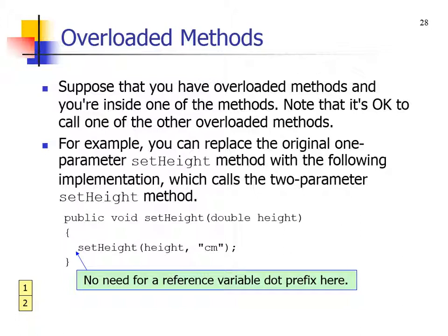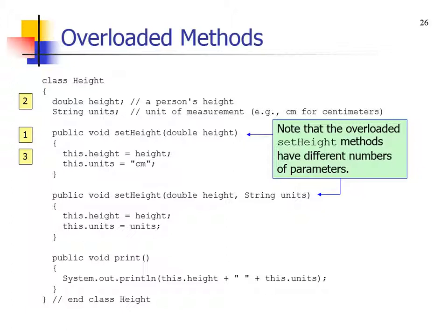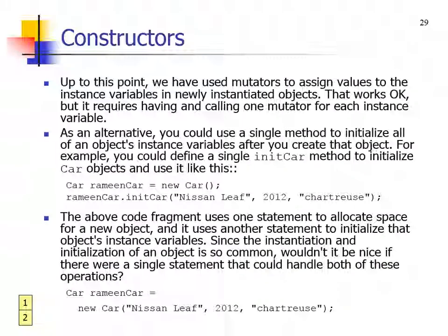All right. Suppose that you've overloaded methods and you're inside one of the methods. Notice it's okay to call one of the other overloaded methods inside that method. So if I'm in set height and I've got double height, and then I want to call set height with that height, then add centimeters as my second variable. So I'm in this one, and then instead of this height, I'm going to set the units being centimeters, and I give that set height this information. It would come down to here. Does that make sense? And that's what you would do there.